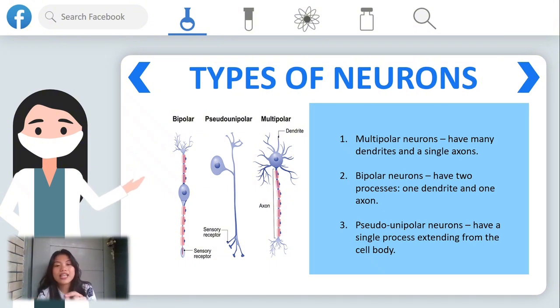The two extensions function as a single axon with small dendrite-like sensory receptors at the periphery. The axon receives sensory information at the periphery and transmits that information in the form of action potential to the CNS. With the exception of the bipolar neurons described, most sensory neurons are pseudo-unipolar.